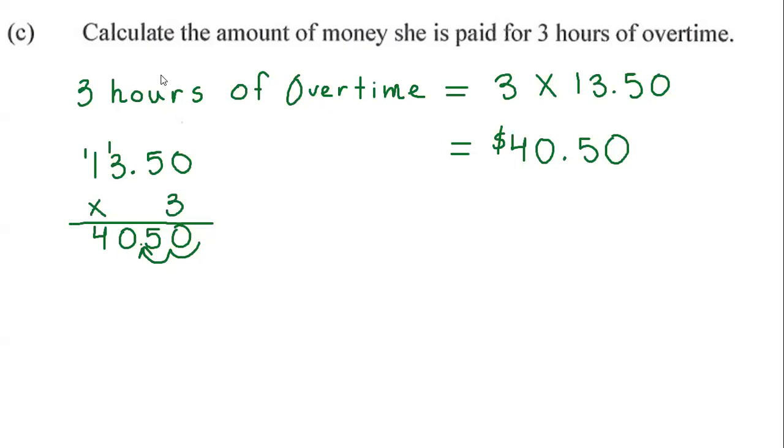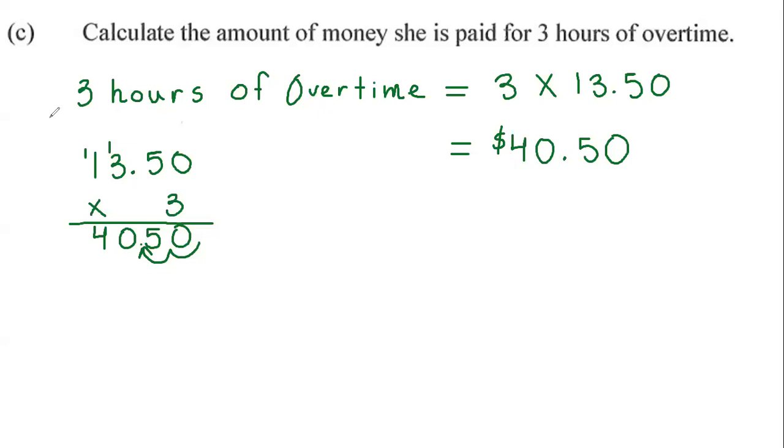I don't understand. You don't understand? No. Okay, so it's 3 hours of overtime. The last question we saw that she got paid $13.50 for 1 hour of overtime. But then it's 3 hours overtime now. So that's why we do 3 times $13.50. That makes sense? Yes, sir.